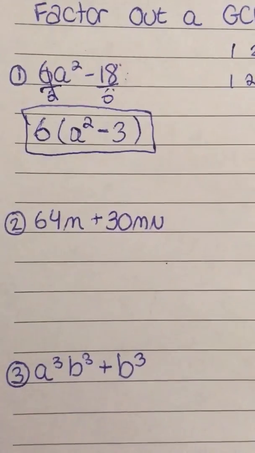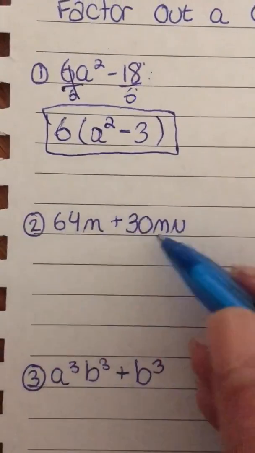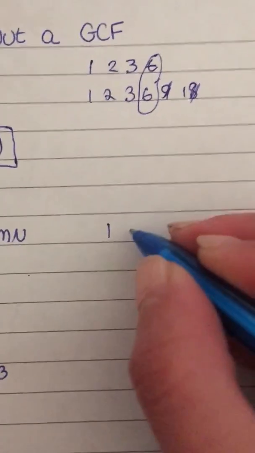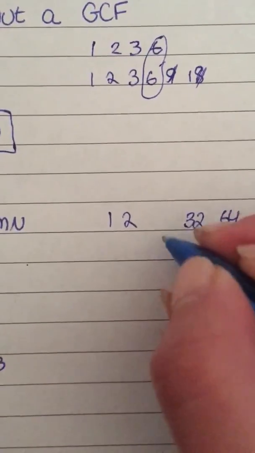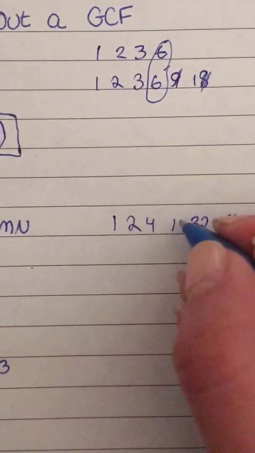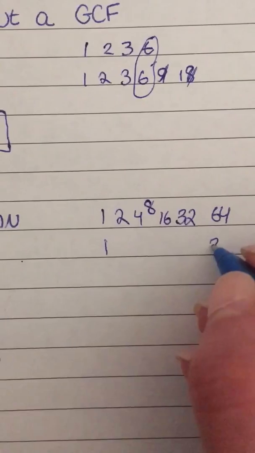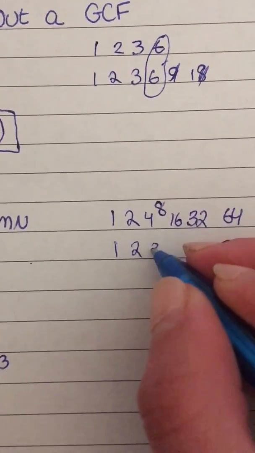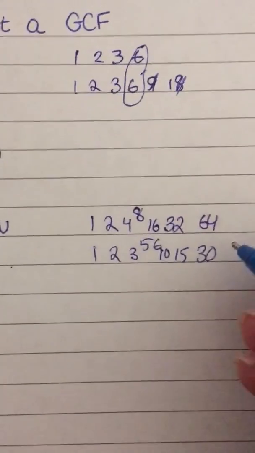Okay, so now we have 64m plus 30mn. So let's look at our factors of 64 and 30. So 1 and 64, 2 and 32, 4 and 16, and 8 and 8. And then our factors of 30, 1 and 30, 2 and 15, 3 and 10, or 5 and 6.